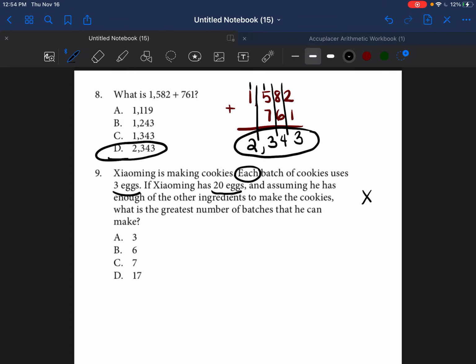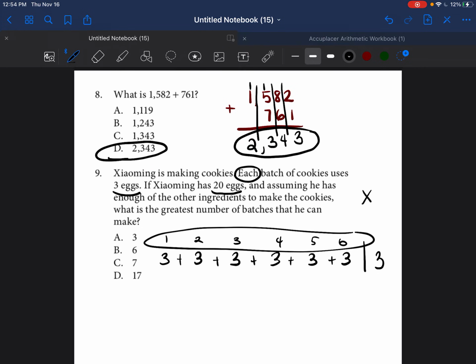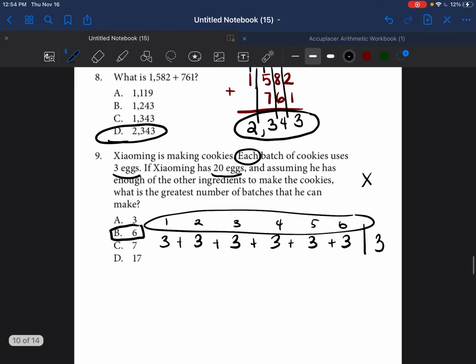If each batch takes 3 eggs, then I would just write 3 plus 3 plus 3 plus 3 plus 3 plus 3 until I made it to 20 eggs. So 3, 6, 9, 12, 15, 18. That's the maximum that we could do, because if you did another one, then that would be over 20 eggs. And we only have 20 eggs. So we would have 1, 2, 3, 4, 5, 6. We will be able to make 6 batches of cookies if we have 20 eggs. So the answer would be B. But, okay, say I don't want to count like that and I just want to figure out, okay, 20 divided by 3 is equal to what?